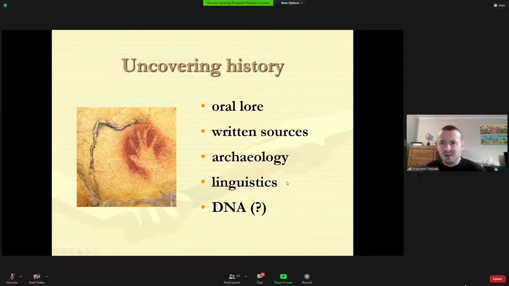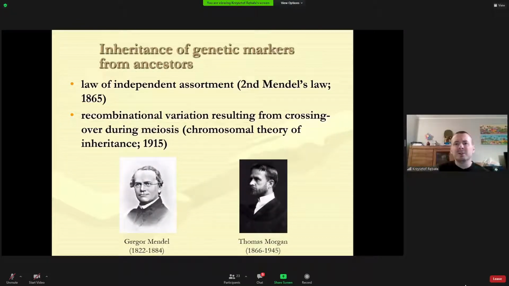Okay, and another source of history, quite recently, is DNA, and how the genetic markers are inherited from ancestors. Of course, you know that generally different markers are inherited independently based on the law of independent assortment, which is Mendel's second law. So generally you can say different traits, different markers, are inherited independently. But of course, it is not always true because of different factors.